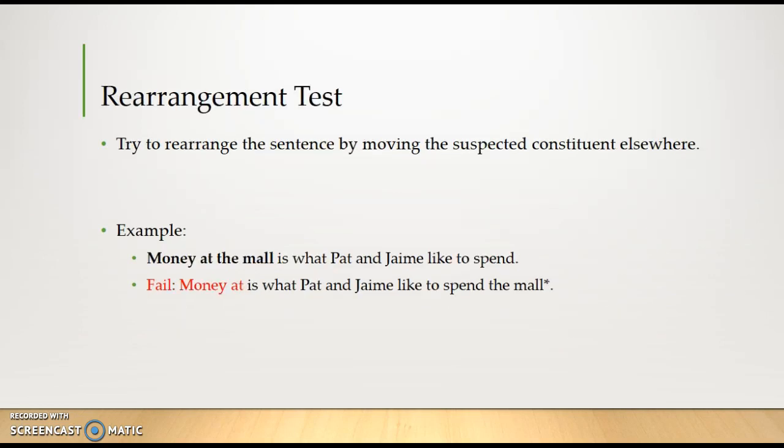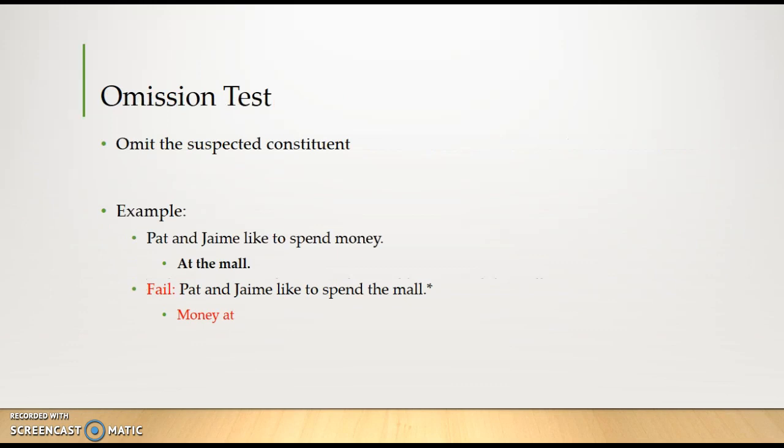Our rearrangement test moves the suspected constituent elsewhere to see if we can do it. Money at the mall is what Pat and Jamie like to spend. So money at is what Pat and Jamie like to spend at the mall. That one fails. We've seen through multiple tests now, money at is not a constituent in this sentence, but it's going to keep getting used, for example.